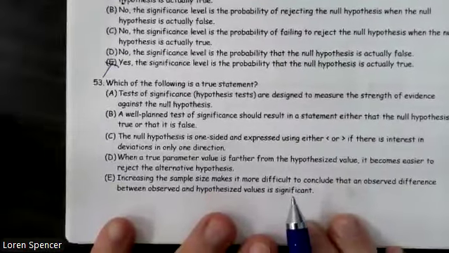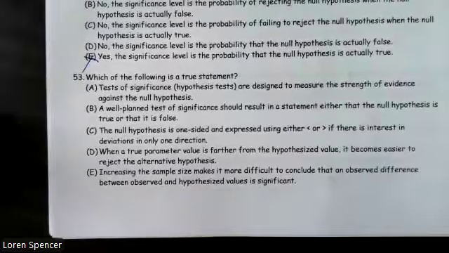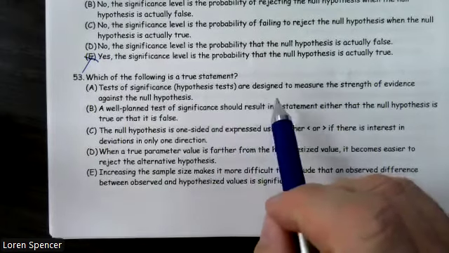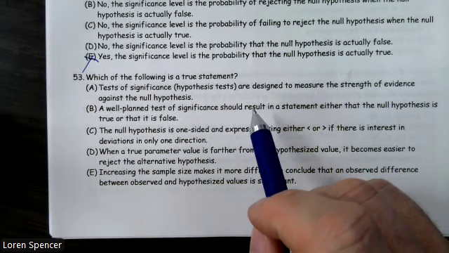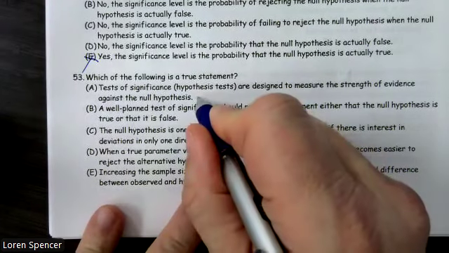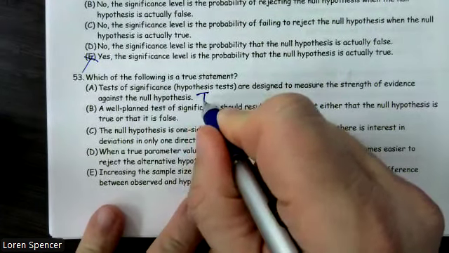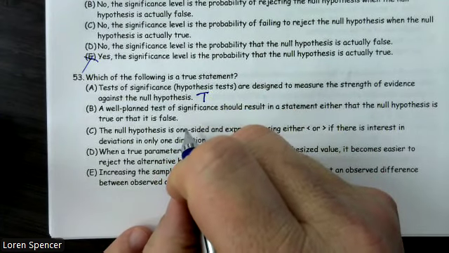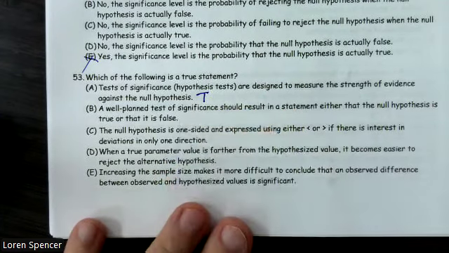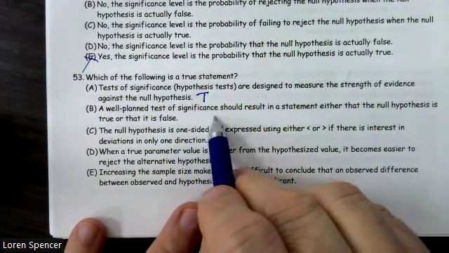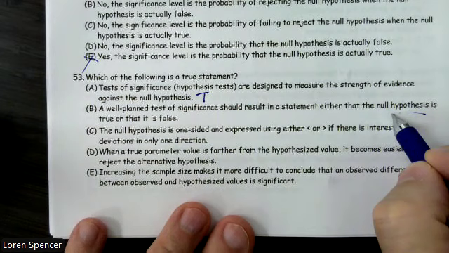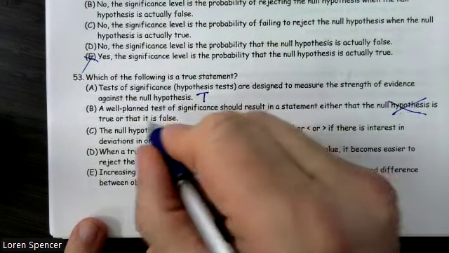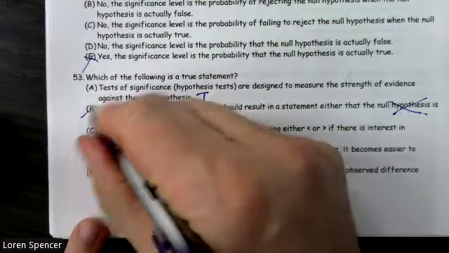53. Which of the following is a true statement? Tests of significance are designed to measure the strength of evidence against the null hypothesis. Yes, that's 100% true. That's what we're doing. We're gathering evidence and it's telling us how good it is. A well-planned test of significance should result in a statement that either the null is true or false. We never prove that the null is true, ever. So that's what's wrong with that one.